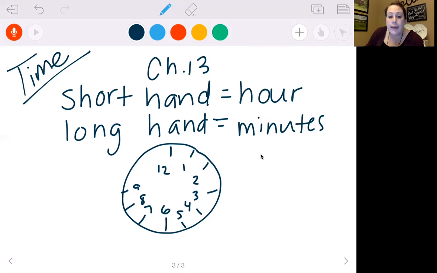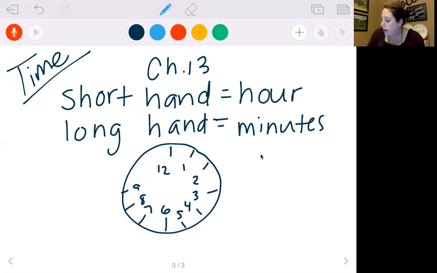So 1 hour equals 60 minutes. You need to know that. 1 hour equals 60 minutes. So what I want you to know from this first lesson is that the shorthand is the hour, the longhand is the minutes, and you count by 5s to figure out the minutes.